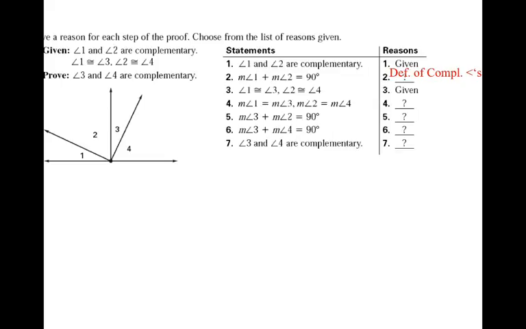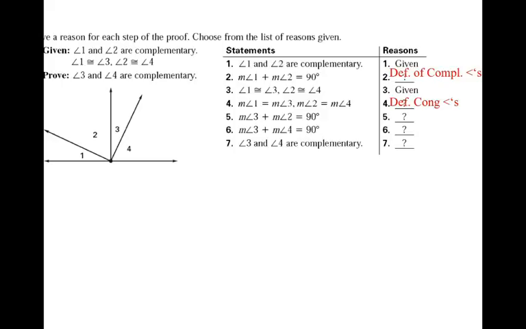And then you're given that angle 1 is congruent to angle 3. Well, if you're given that angle 1 is congruent to angle 3 in step 3, then step 4 is basically the only thing that changed was congruent to equal. So again, that's definition of congruent angles.